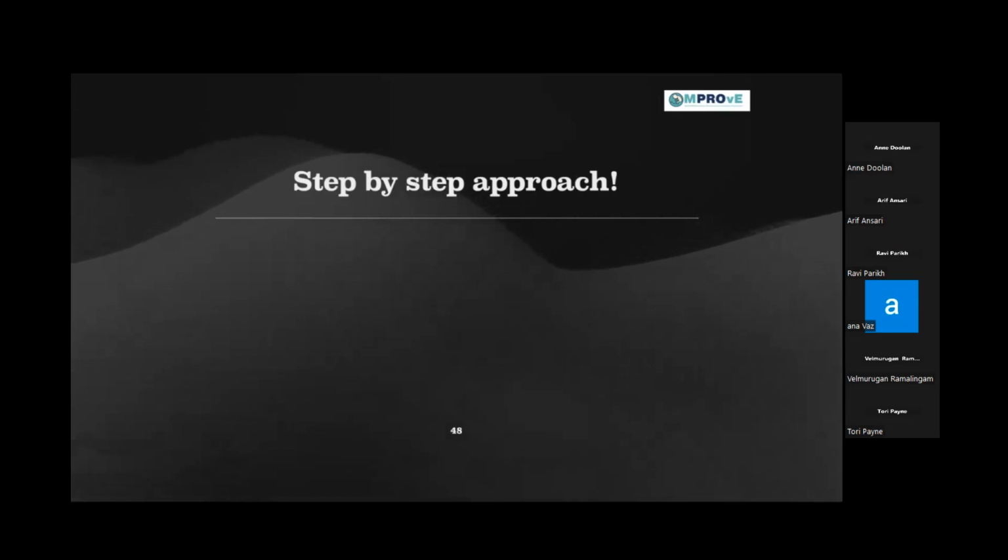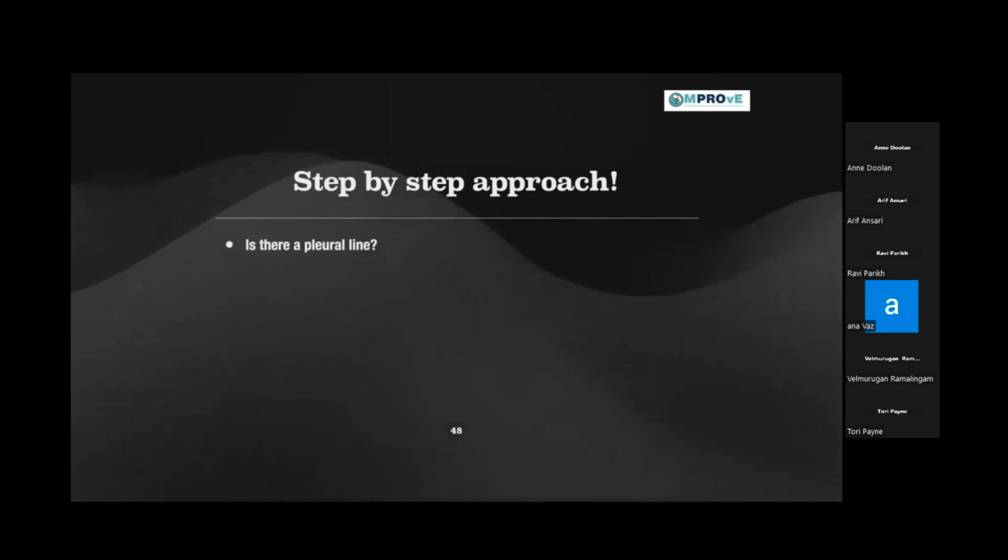So what is a step-by-step approach? First, we have to see, is there a pleural line? Yeah, we have to see a pleural line. Can there be places where we don't see a pleural line? Yes, of course there can be.